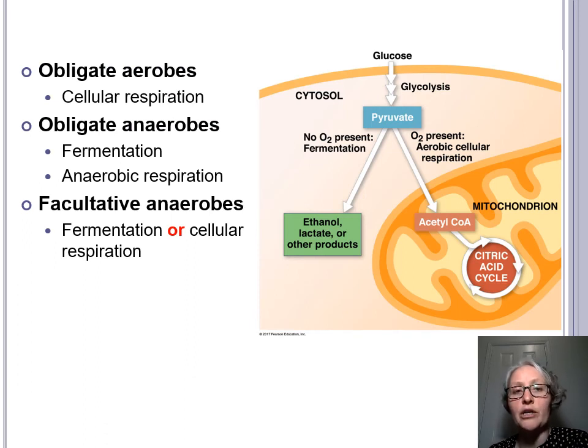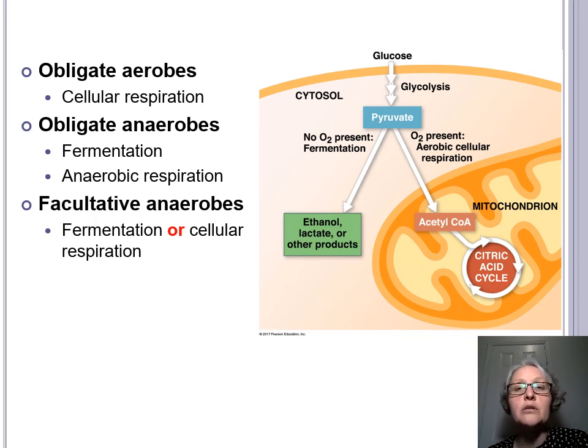We classify organisms on what type of pathway they're able to perform. So obligate aerobes, you're obligated to be aerobic. Aerobic means with oxygen. These are organisms that have to use cellular respiration or else they'll die. You and I are obligate aerobes, right? We have to do cellular respiration.